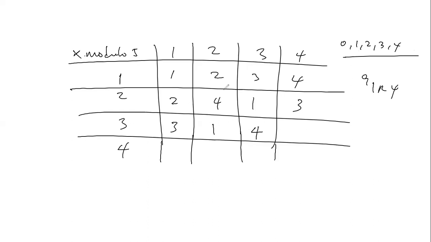Good. Now, 3 times 4 will give us what? 12. So what's the answer in modulo 5 multiplication? 2. Yes, it's 2. So 4 times 1 is 4. And then 4 times 2? Then 4 times 3?